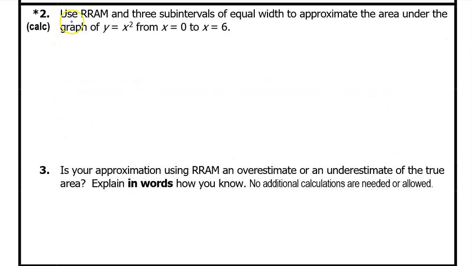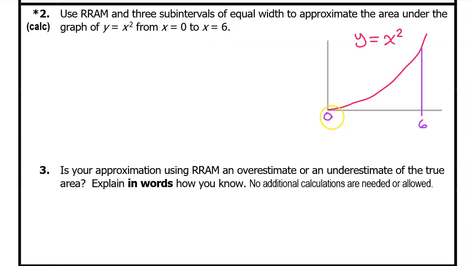Number 2. Use the right rectangle approximation method and three subintervals of equal width to approximate the area under the graph of y equals x squared from x equals 0 to x equals 6. Here's a sketch of y equals x squared on the interval from 0 to 6. Our goal is to estimate the area under the curve on this interval.